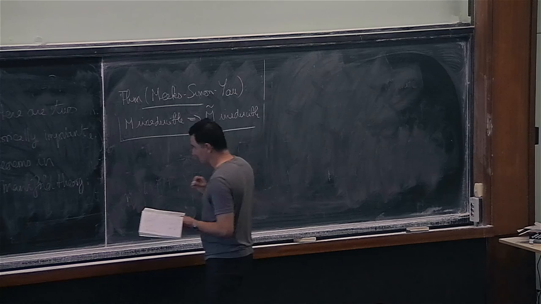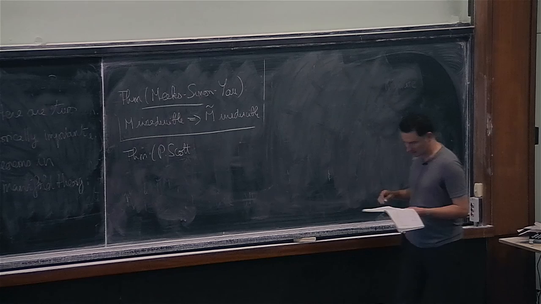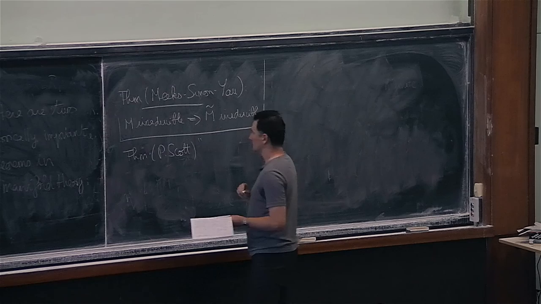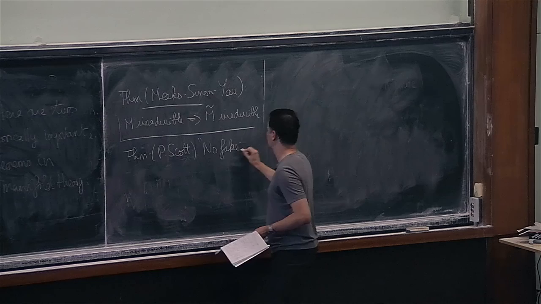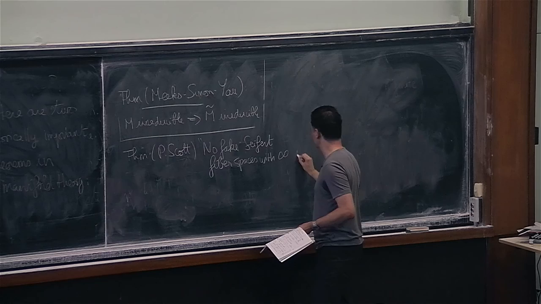And the second theorem is due to Peter Scott. It's about the same period, so that's in the late 70s or early 80s. These theorems are usually summarized as saying that there are no fake Seifert fiber spaces with infinite π1. That's more or less the title of the paper.